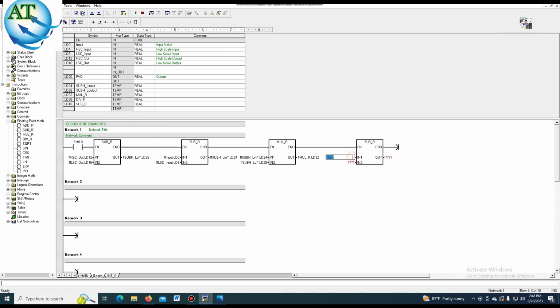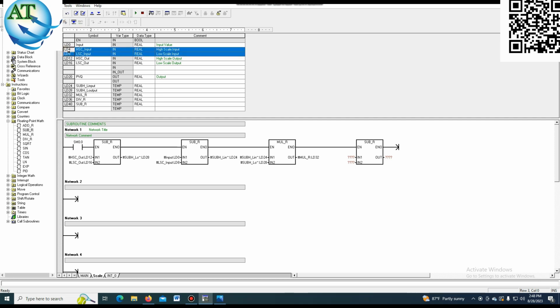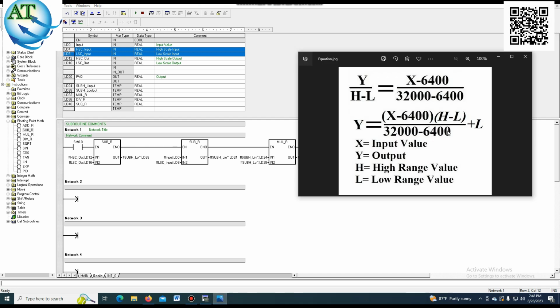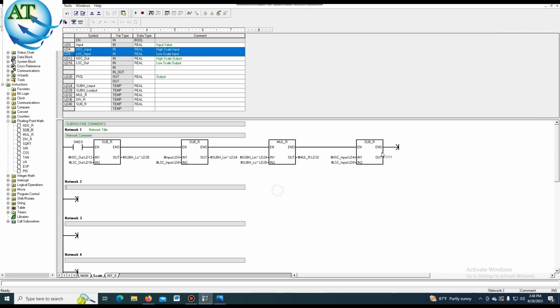Which one do we want to make? We want to make the output scaling. That means LD4 and LD5 are the two inputs. We make the difference between them: the high scale is LD4 and the other is LD8. We are making two differences. In the equation you can see these two differences: this is the high, this is the low. High scale input and low scale input, making the difference.